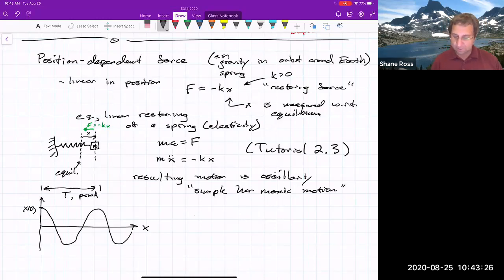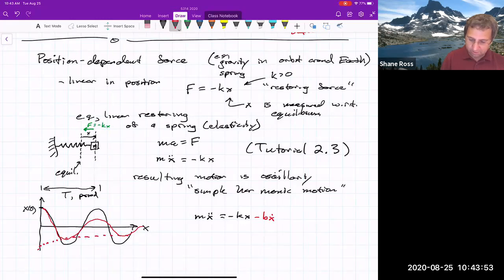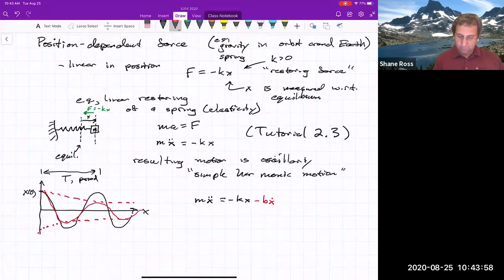Of course, if you add damping, so m x double dot equals negative kx minus, let's put it in red, minus b x dot. Well, what do we expect? We expect that this damping will lead to the oscillations getting damped out with time. There's going to be some kind of envelope of the amplitude that gets decreased. So red is with damping.